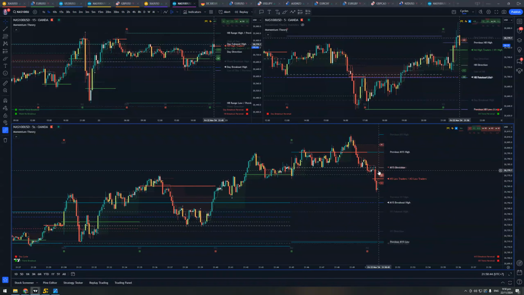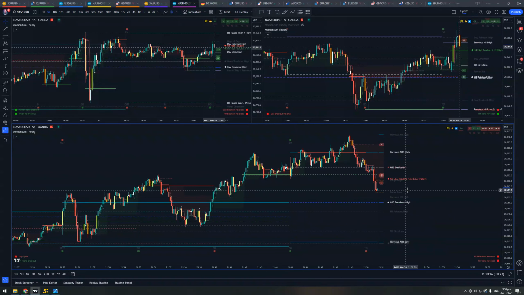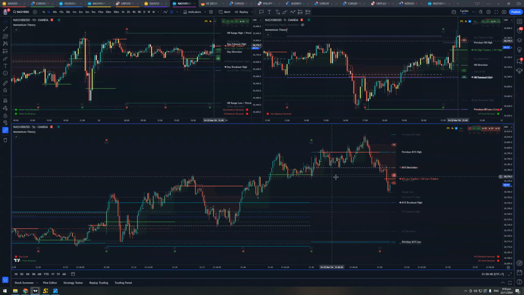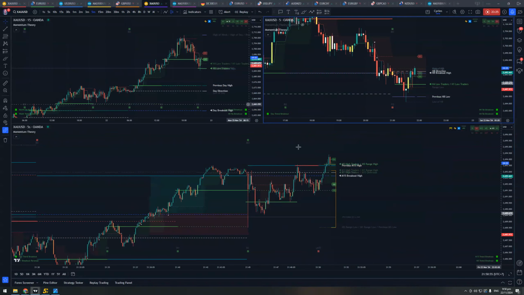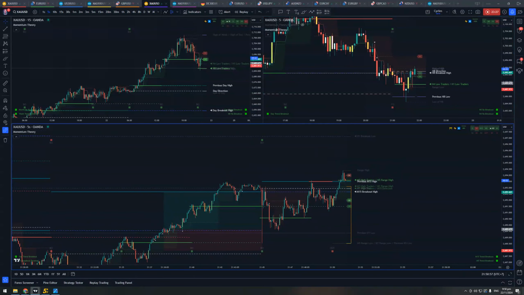Okay, M15. Flip the M5. Okay, this broke out. I'll just focus on gold.